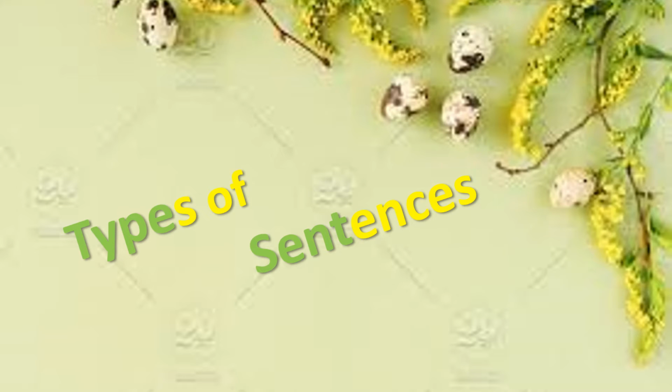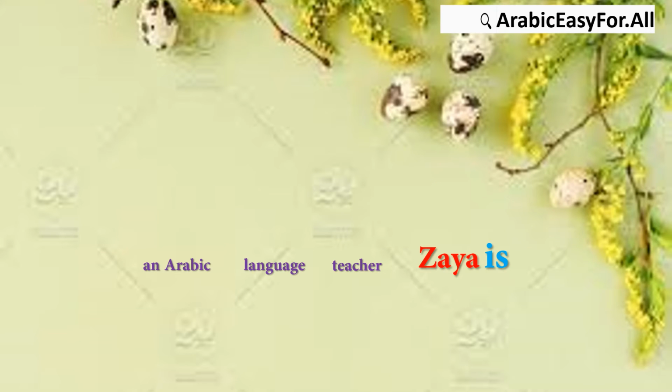We've spoken about the types of sentences in A1 Lesson 1. Today, inshallah, we're going to learn about to be in the affirmative form or in the affirmative sentence. Let us study these two simple sentences together.